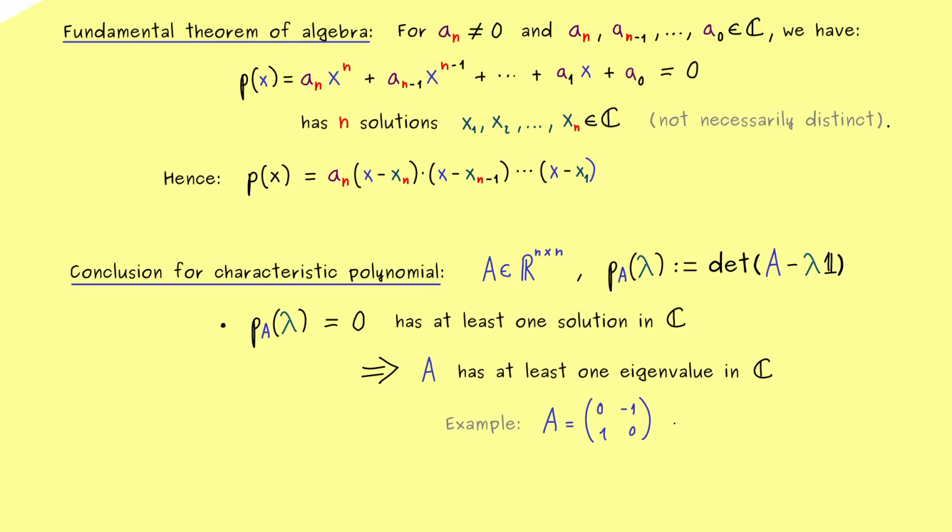For this one, the characteristic polynomial is a quadratic function, namely lambda squared plus 1. And we immediately see it has no real zero. Indeed, the 2 solutions we find are plus and minus i. So we could say the 2 complex numbers minus i and i are the eigenvalues of this matrix.